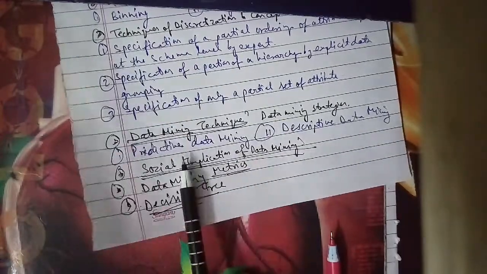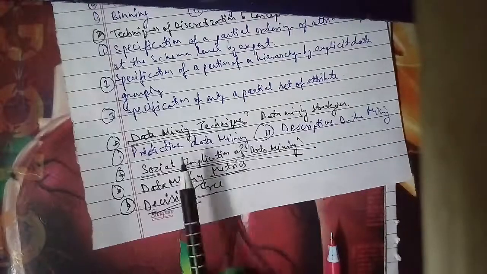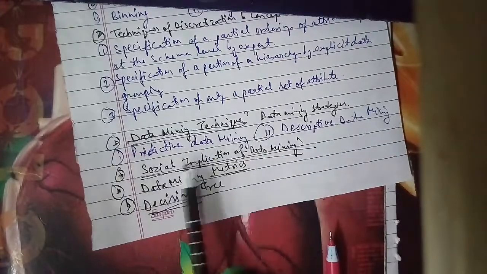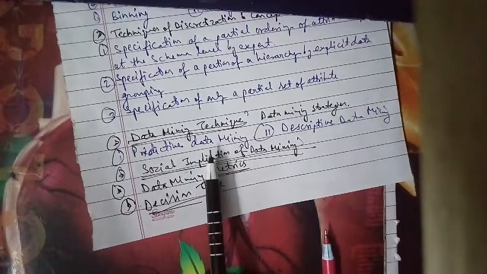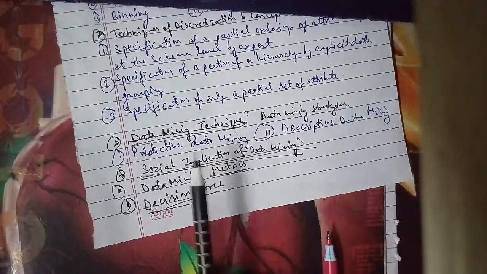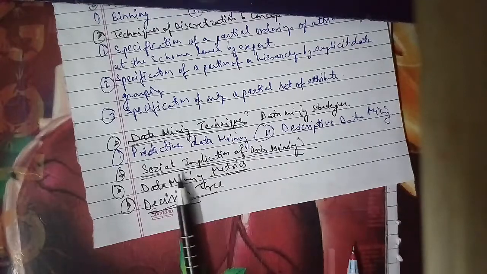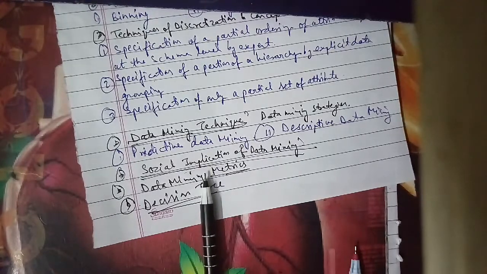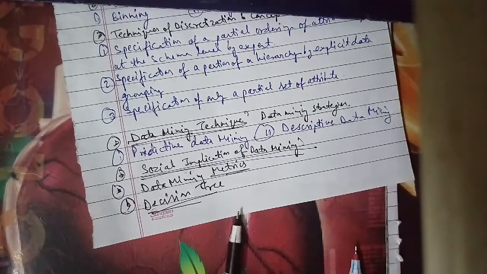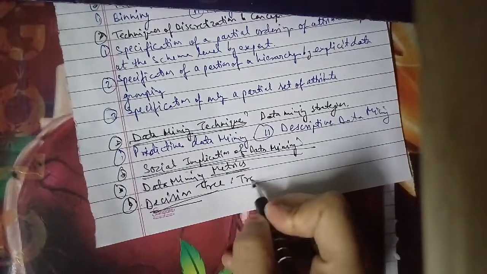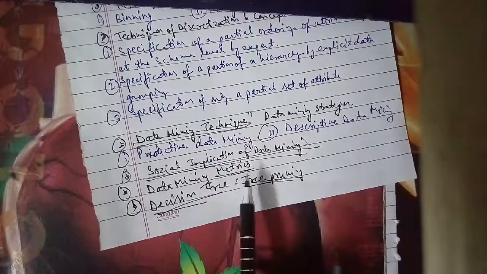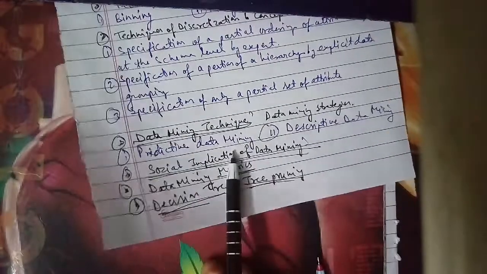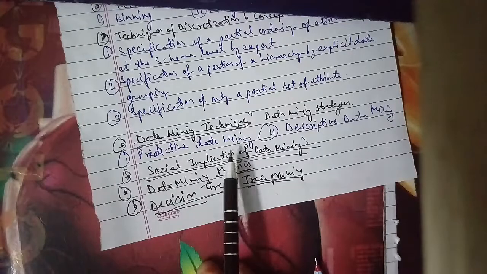So let's go ahead and discuss tree pruning. A decision tree can contain many branches which reflect anomalies in the training data due to noise or outliers, and pruning methods address this problem of overfitting the data. Such methods typically use a statistical measure to remove the least reliable branches, resulting in faster classification and an improvement in the ability of the tree to correctly classify independent test data as well.